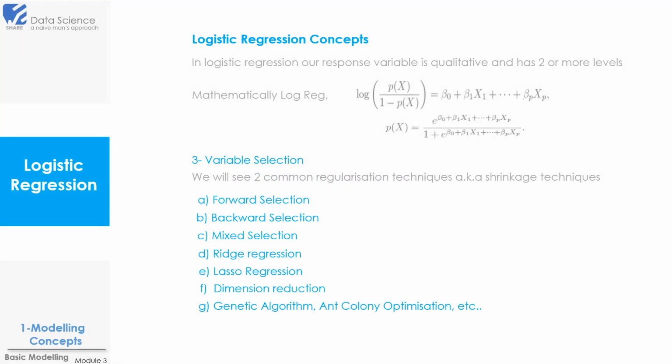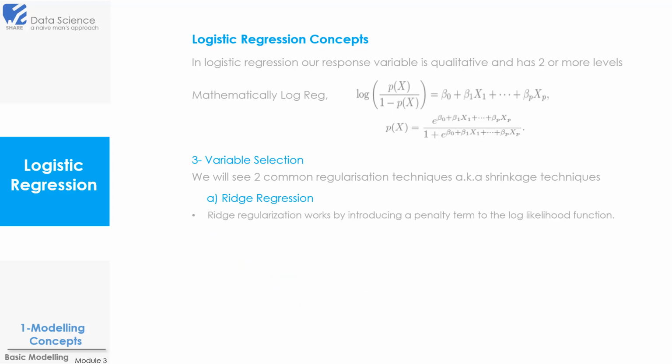Recall that we had seen different methods of variable selection in our previous topic, linear regression. We had covered forward selection, backward selection, and mixed selection. In this topic, we will cover ridge regression and lasso regression. And dimension reduction, as we know, is a different topic altogether, so we will see it in our next module.